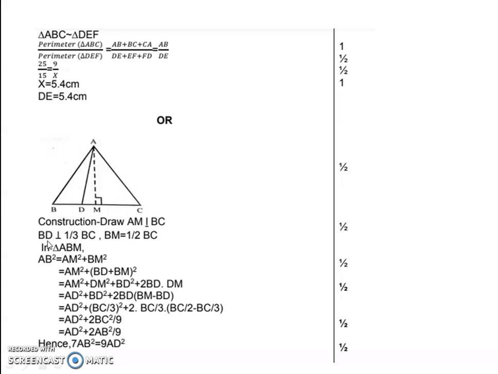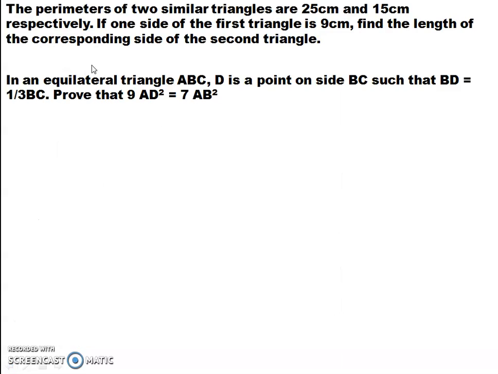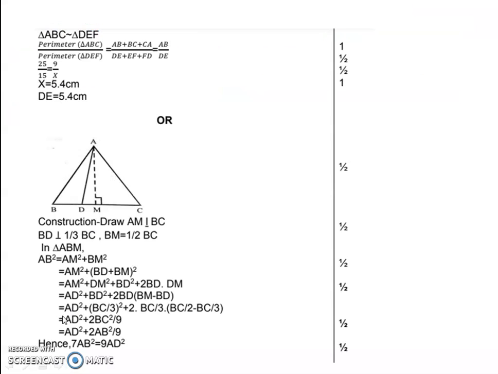This is the answer for the previous question, that is, in an equilateral triangle ABC, D is a point on side BC such that BD is equal to 1 by 3 BC. Prove that 9AD square is equal to 7AB square. Students, you have the same proof in your notebook which we have dealt with in the chapter triangles. Please go through that, and if you have any doubt, clarify during the live session. Here, this is the proof.